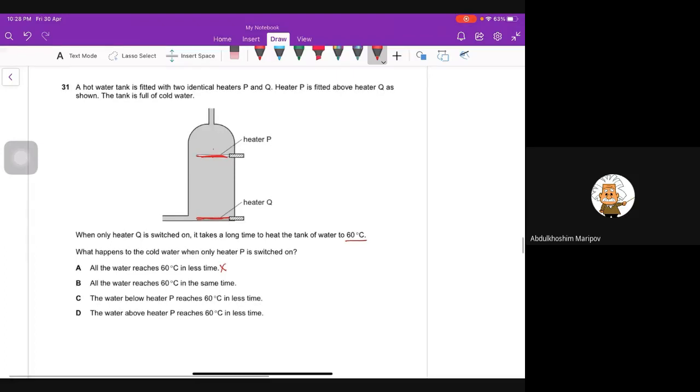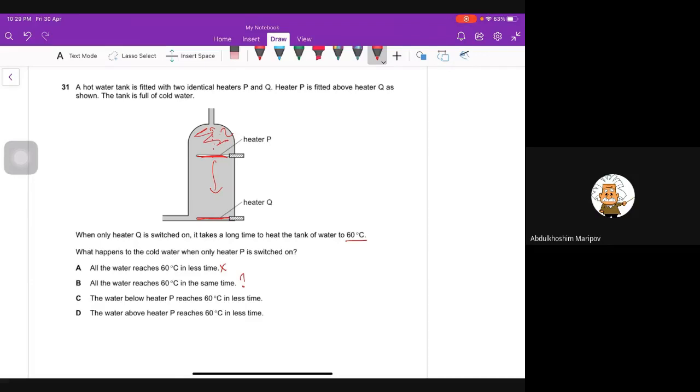When water is heated up, molecules move up, actually. So it will move up, it will get hot here, then it will go down here. Meanwhile, it will also absorb some energy, the upper one. So basically, if you compare heater Q and heater P, heater Q will heat up the tank faster, while P will take longer. All the water reaches 60 Celsius in the same time? No, no, no, not in the same time. As I said, heater Q will warm up the water in the tank faster.